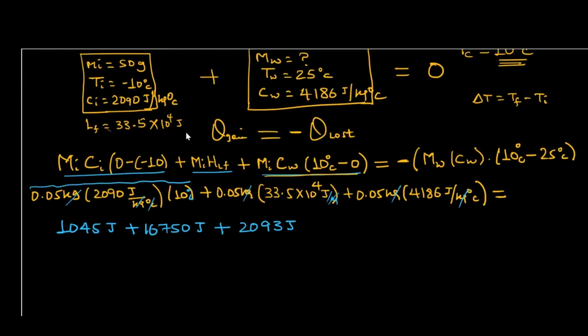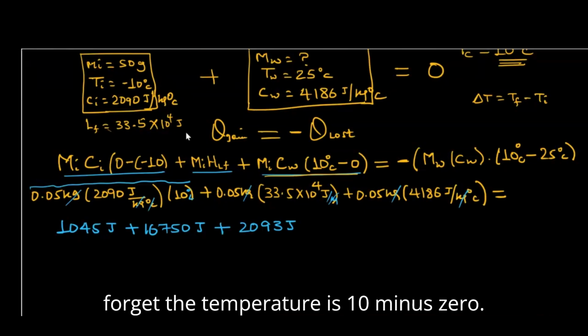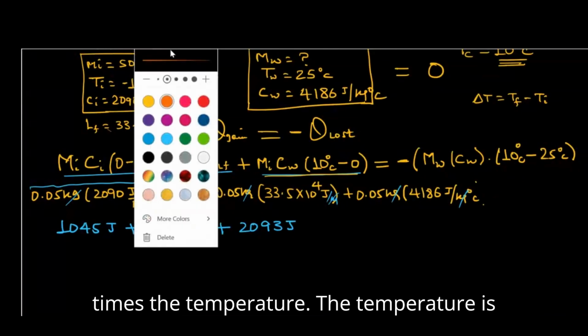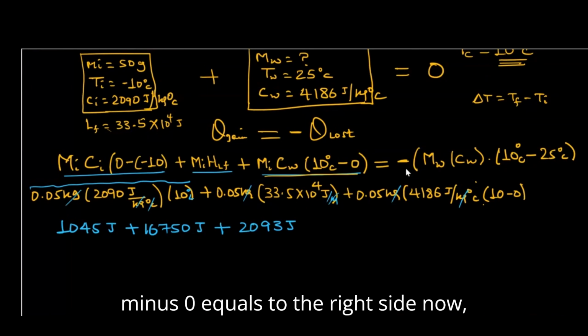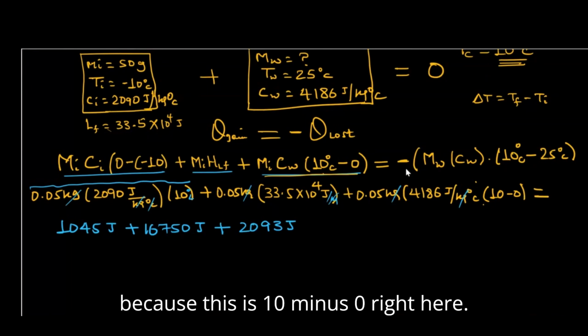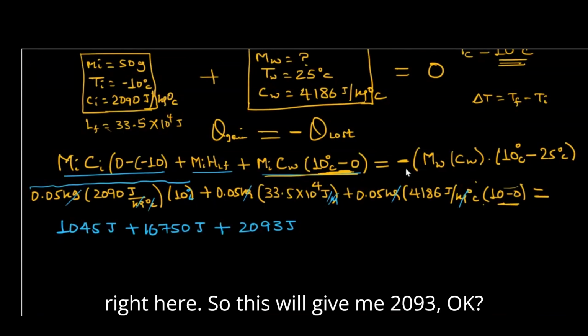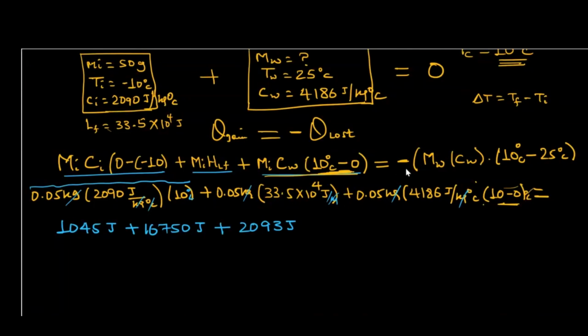What is the temperature here? The temperature is 10 minus 0. So specific heat capacity times the temperature, and that temperature is 10 minus 0. Equals the right side now, because this is 10 minus 0 right here. This will give me 2093, and that is degree Celsius. That degree Celsius will cancel with the degree Celsius, and then I have joules finally.